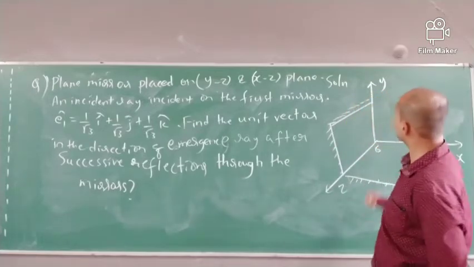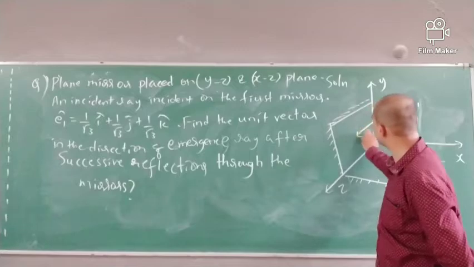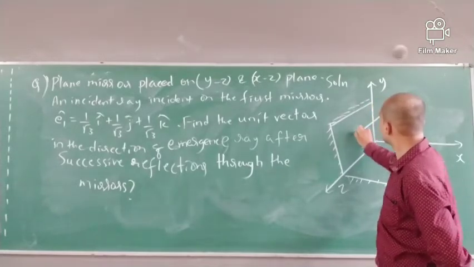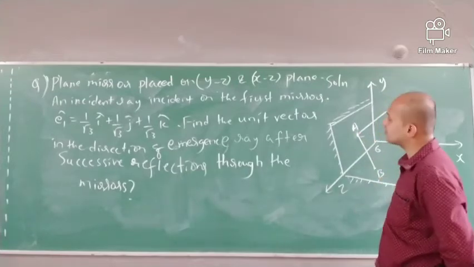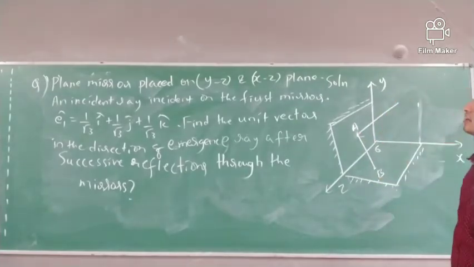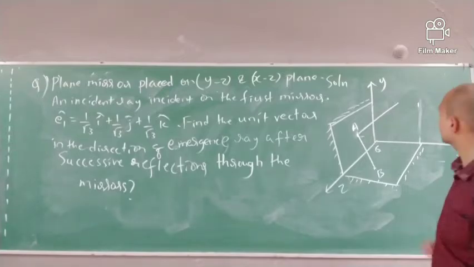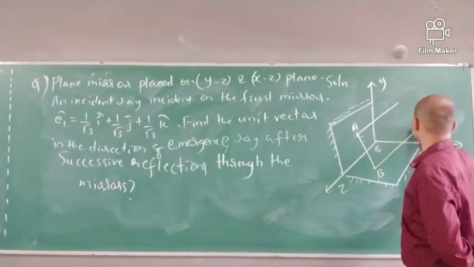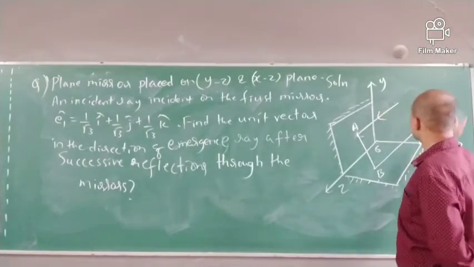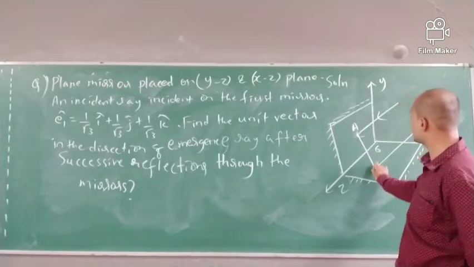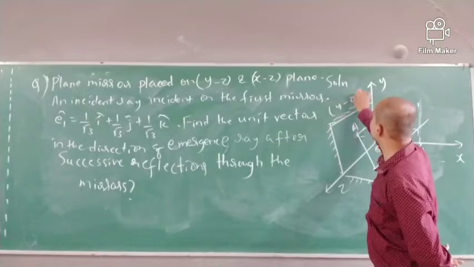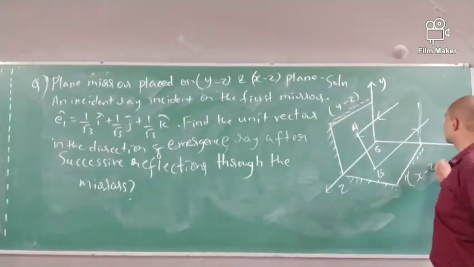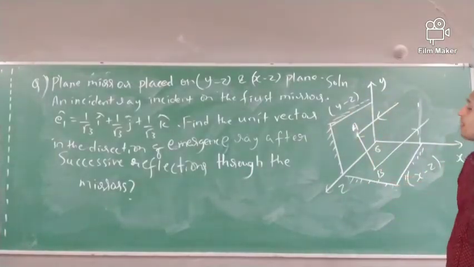One incident ray, imagine that one incident ray is falling here at point A, and again it will reflect here at point B. Now find the unit vector direction of emergence after successive reflections through the mirrors. Think that it will go somewhere here. This is the point of contact at point B, point A. This is the YZ plane. This is XZ. According to the given question, I am imagining the things.